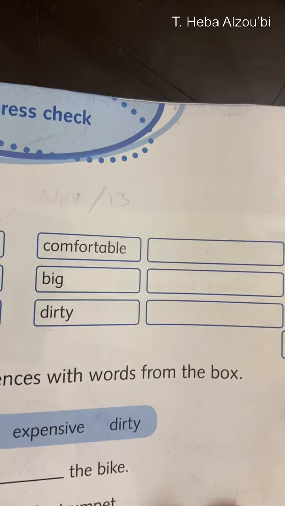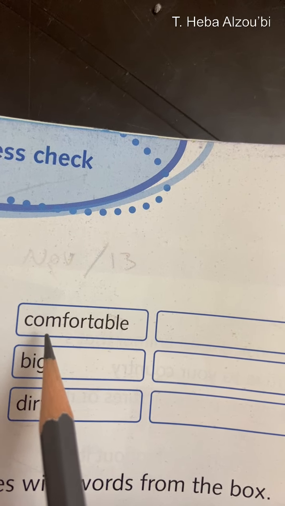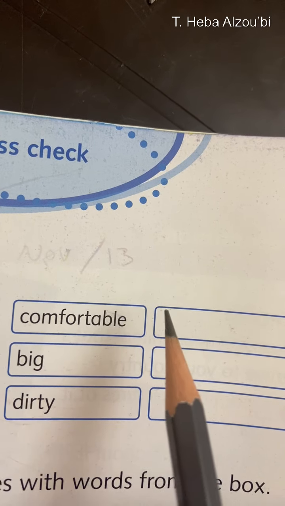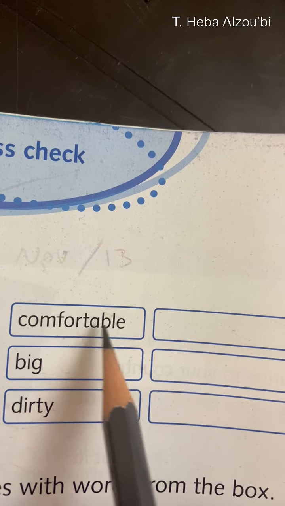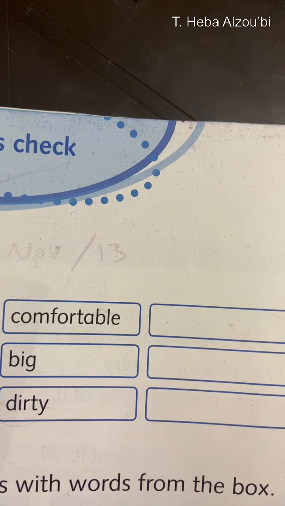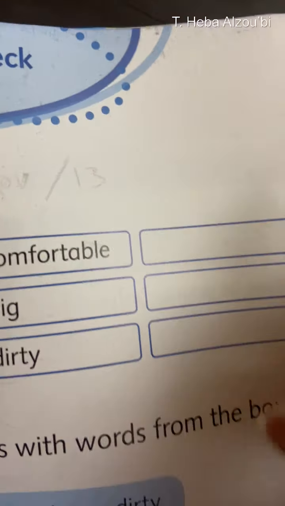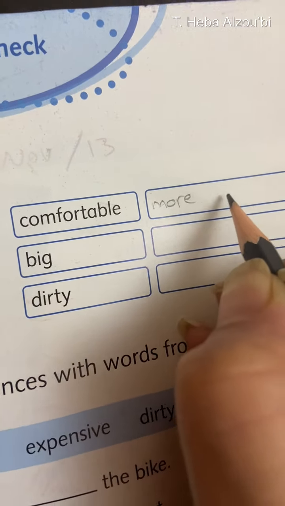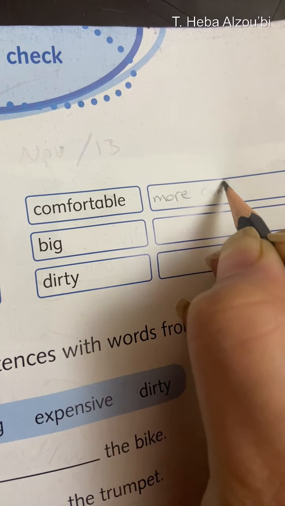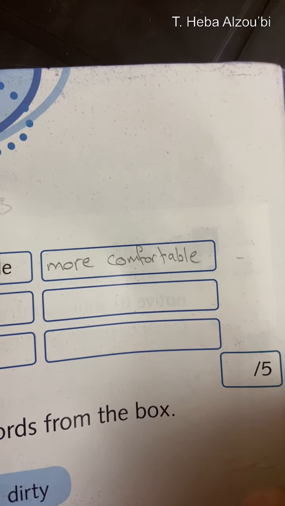Comfortable. There are more than 3 syllables, or more than 3 vowels in this adjective. 1, 2, 3, 4. We can't add the ER. What do we do in this case? Yes, more comfortable. So the adjective in the comparative form becomes more comfortable.